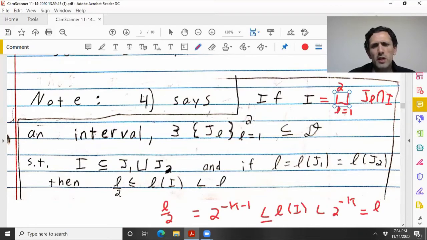So in other words, not all intervals are dyadic intervals, but we get the next best thing. We can pick at most two dyadic intervals where the union is containing I. The union is bigger than I, but these dyadic intervals have basically the same length as I. The length of I is between the length of these dyadic intervals over 2 and the length of these dyadic intervals. And this is what we're going to use in a moment.